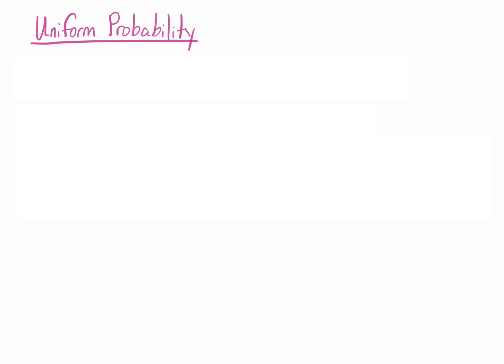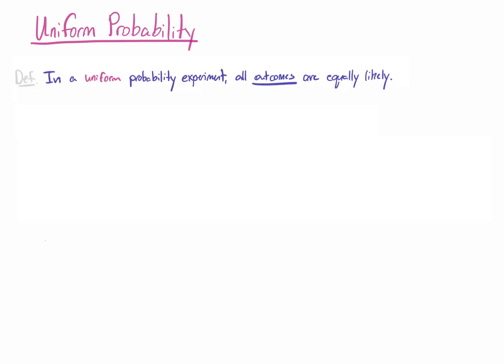Okay, we are ready to calculate some probabilities, particularly probabilities in situations that I'm going to call uniform. So, uniform probability experiments. A uniform probability experiment is an experiment in which each of the individual outcomes are equally likely. I want to be clear here. I'm not talking about all the events being equally likely. I'm talking about all of the outcomes being equally likely, each individual possible thing that could happen.